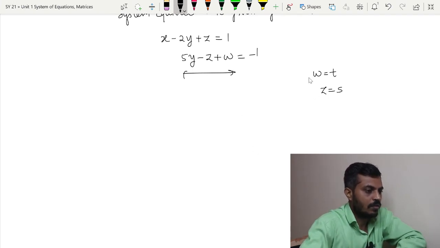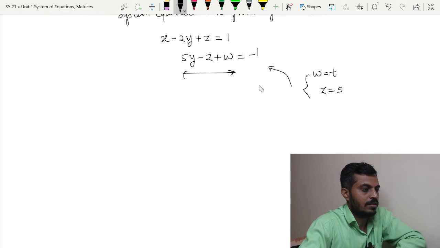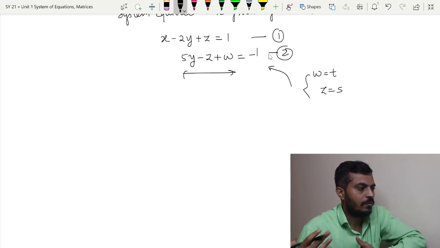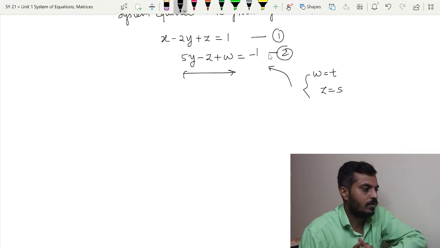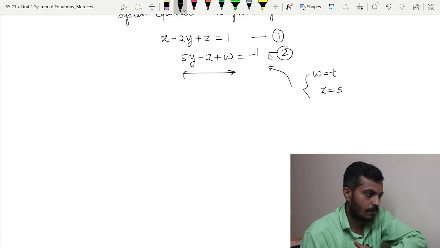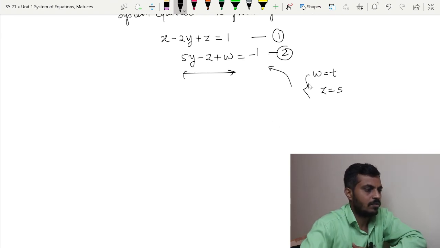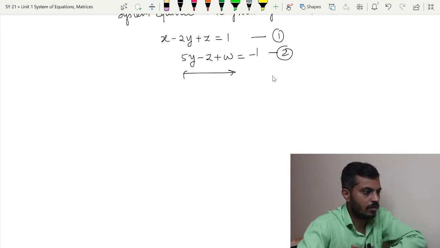If I put the values of y and z in this second equation, let me call them 1 and 2, then I will be able to get the value of y, and if I put the value of y and also the value of z in the first equation, we will get the value of x. So, this will work. We will use the parameters for w and z. You can use them for other 2 variables as well, like y and z or y and w, and you can explore. But we will use w and z.